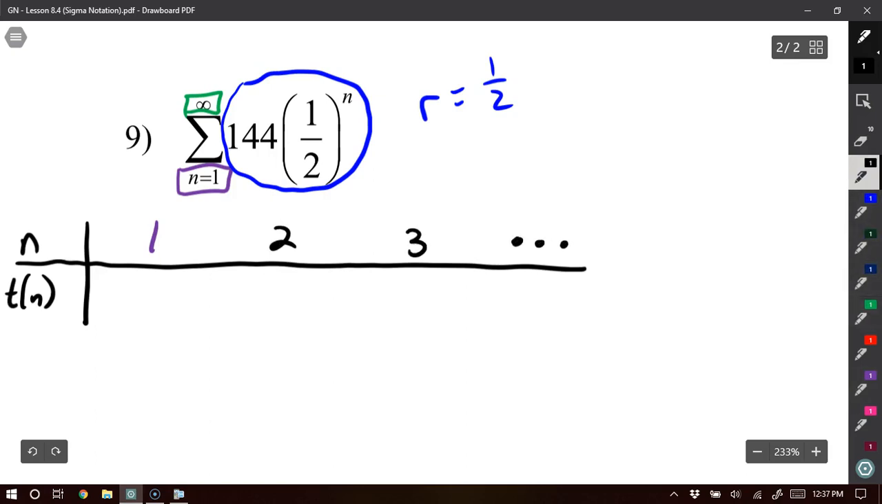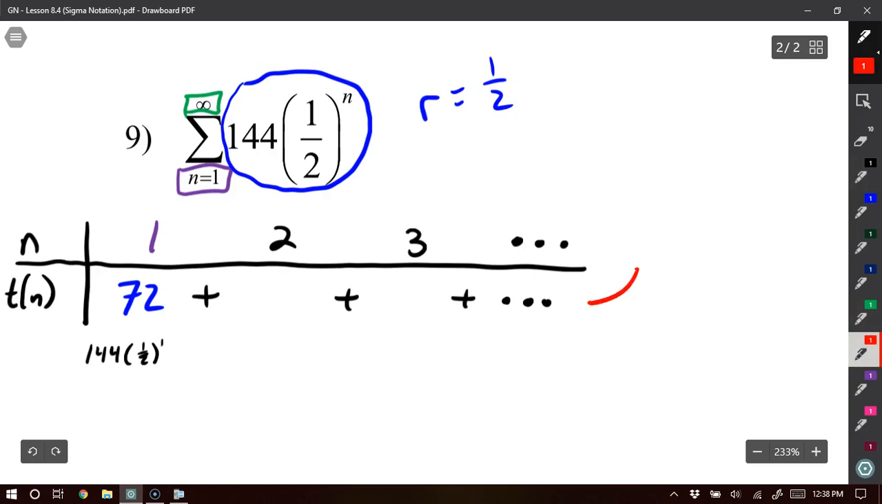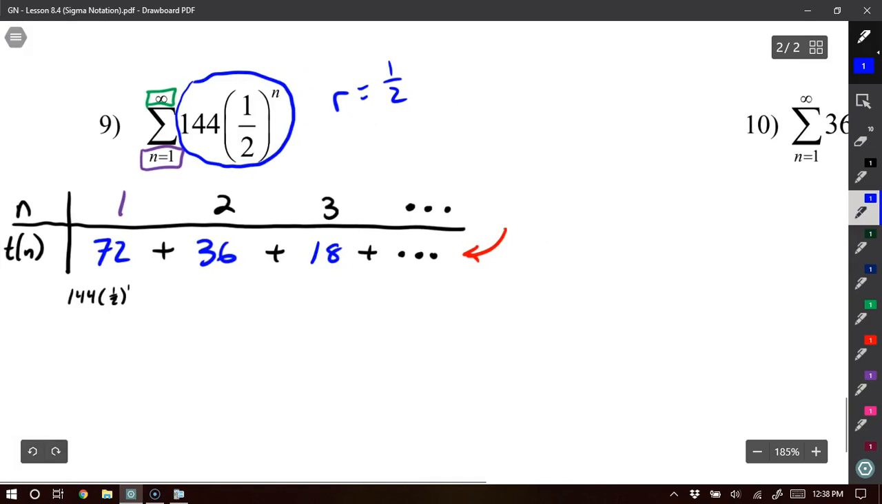So let's start it off. I'm going to have 144 times 1/2 to the first power. So half of 144 is 72. Remember, separating each term in a series is a plus sign. So I've been asked to list out the series. So that's going to be this right here. So 72. Well, now that I know my ratio is 1/2, just take half. 36. Just take half. 18. Done. It's listed out for us.